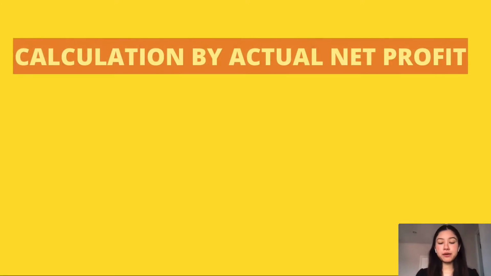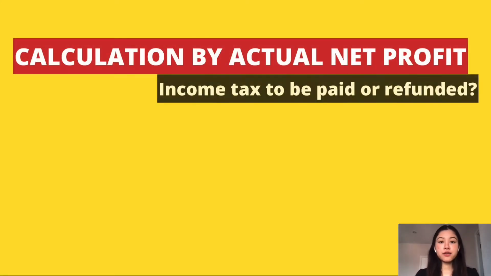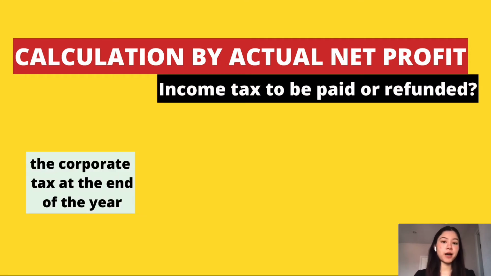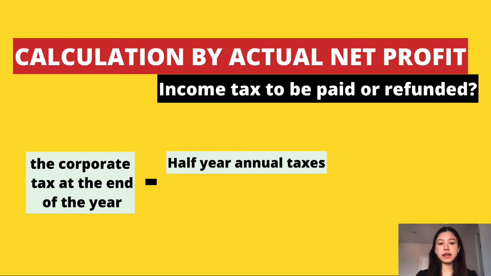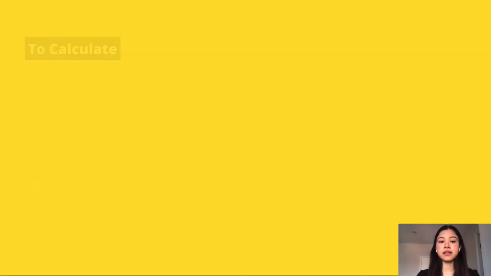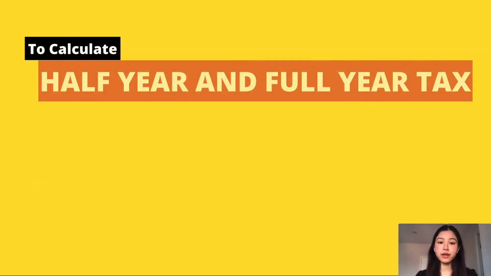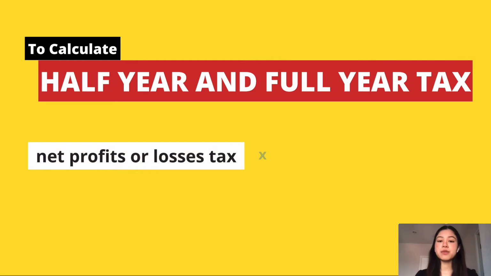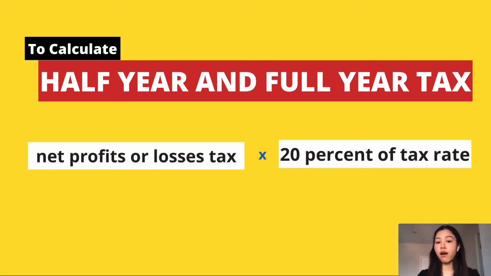To determine a refund or an additional tax, first we calculate the corporate tax at the end of the year, then subtract the corporate tax in the first half of the year, including the withholding tax. So basically, a semi-yearly tax and yearly tax are from the net profit or loss taxes times the tax rate in accordance with the law, which is now set at 20%.